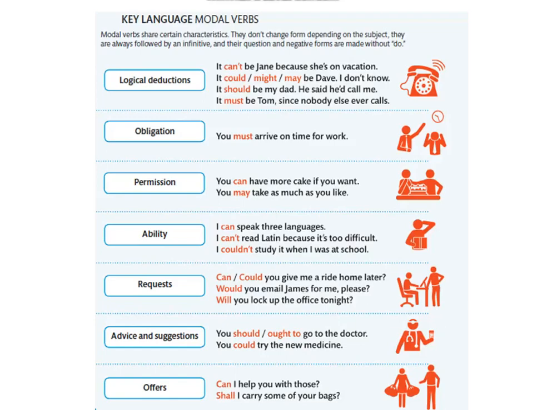We move to the obligation now. For obligation, we use must. You must arrive on time for work.